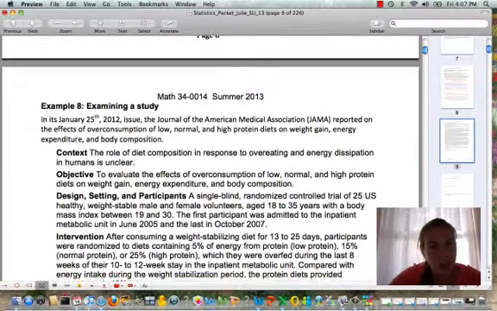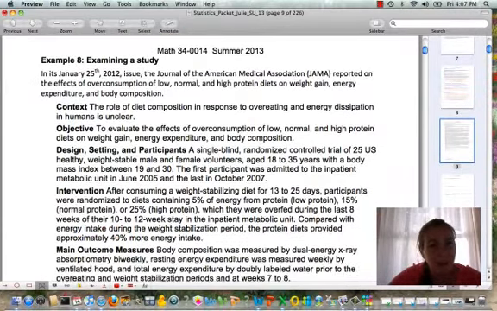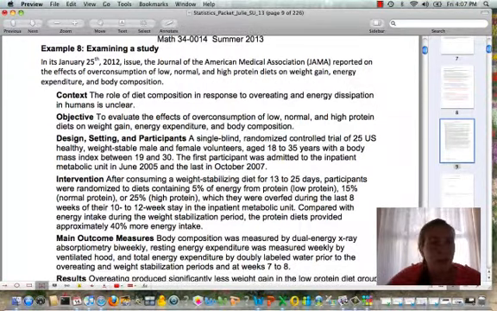Okay, if we go on to page 9, this is example 8 about examining a study. So take a minute and read through. This is a long description, so you probably want to pause the video.